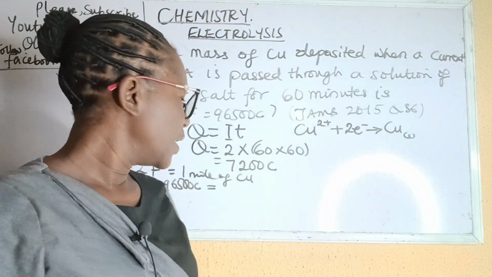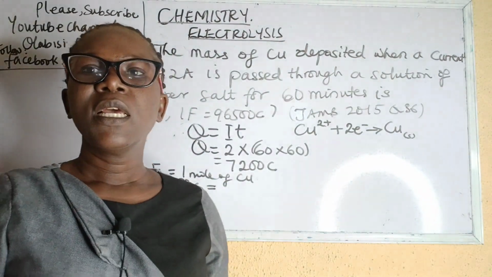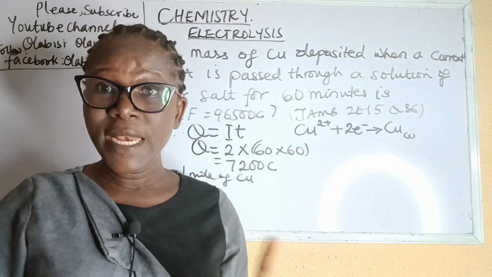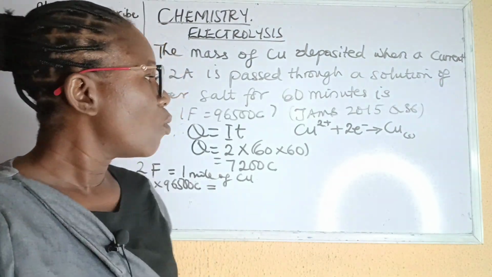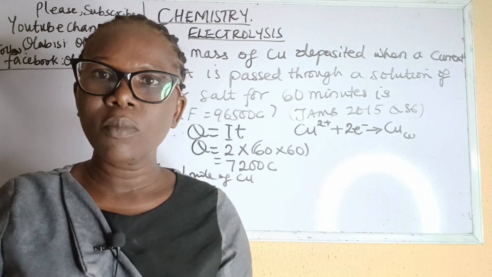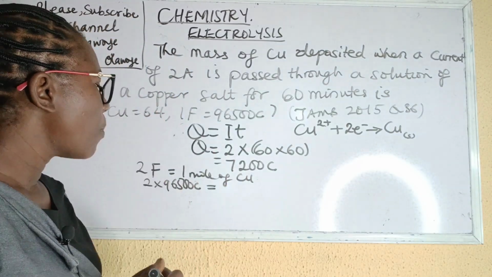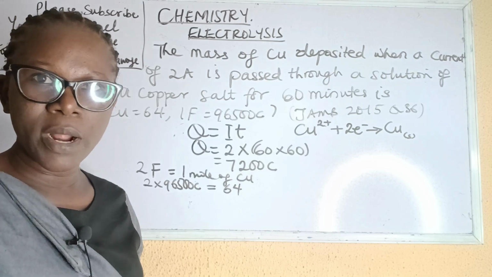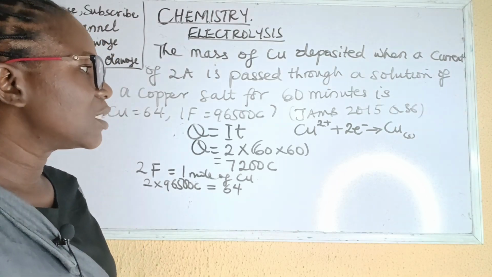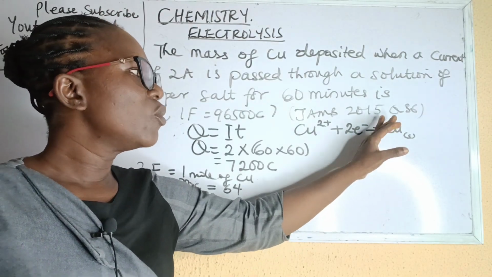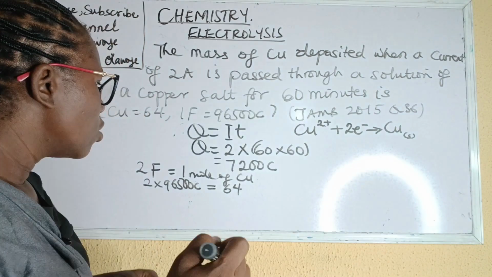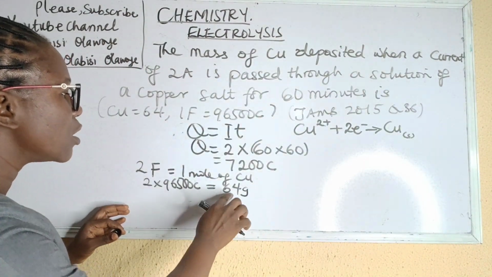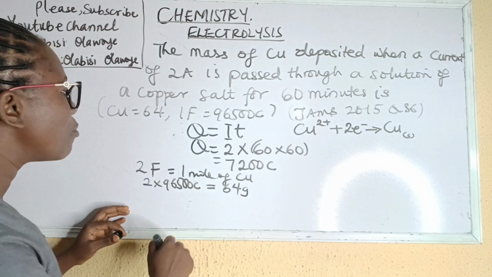Now in this case, 1 mole of copper in mass, it is known that 1 mole of any element is its atomic mass. So what is the atomic mass or mass number of copper? The atomic mass of copper is 64. So 1 mole of copper is equivalent to 64 grams. 2 moles of copper will be 2 multiplied by 64. But in this half reaction, we only have 1 mole of copper. So 2 times 96,500 coulombs produces 64 grams of copper.